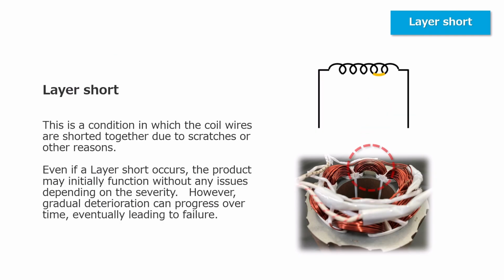When a layer short occurs, an excessive current flows through the affected area. If this overcurrent continues for an extended period, it generates heat, which can lead to product failure or even cause a fire. Impulse testing is highly effective in preventing defective products from reaching the market.